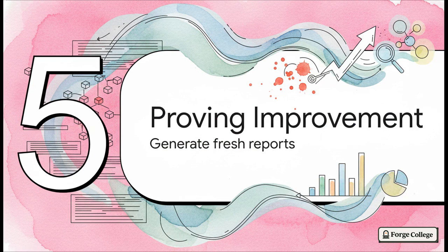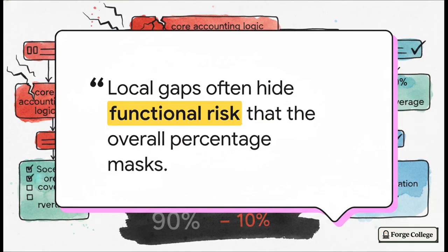Section 5. Proving the improvement. Let's visually prove that our new tests actually solve the problem. Once you have those tests and your pristine optimization notes, it's time to generate fresh coverage reports using LCOV or HTML outputs. And so the crucial point is this. Local gaps often hide functional risk that the overall percentage masks. Coverage isn't just some vanity metric for your README file. I mean, an overall 90% coverage sounds amazing, but if that untested 10% happens to be your core accounting logic, yeah, your application is in serious trouble. We absolutely must commit to module-by-module verification.